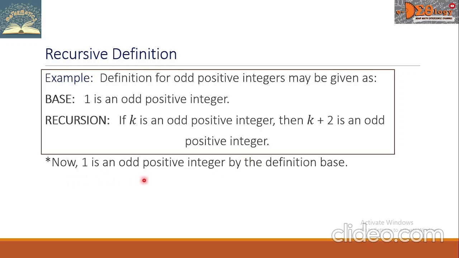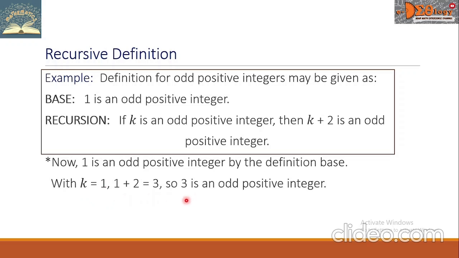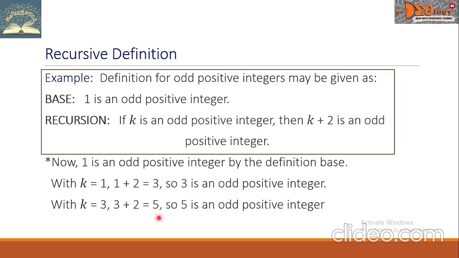Now, 1 is an odd positive integer by the definition base. For the recursion, with k equals 1, we have 1 plus 2 equals 3. So 3 is an odd positive integer. It follows that with k equals 3, we have 3 plus 2 equals 5. So 5 is an odd positive integer. And so 7, 9, 11, and so on are odd positive integers.